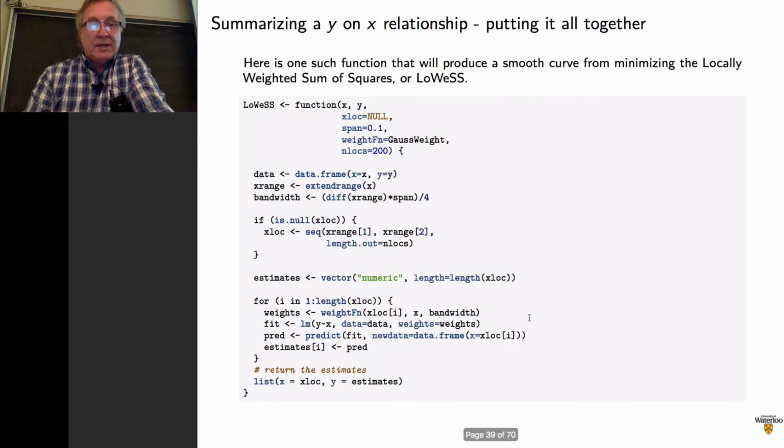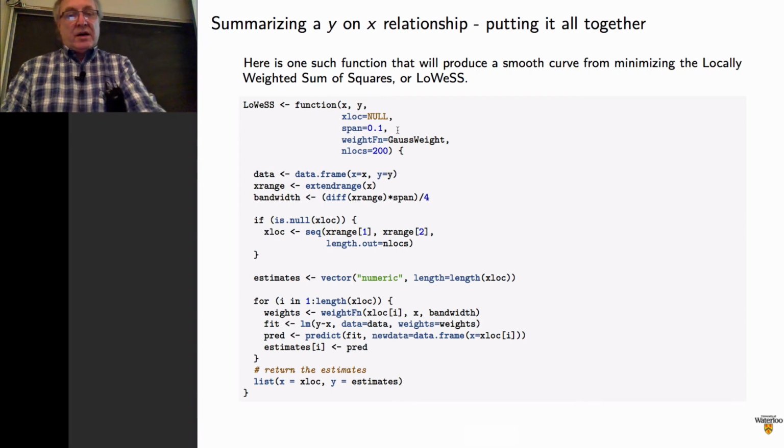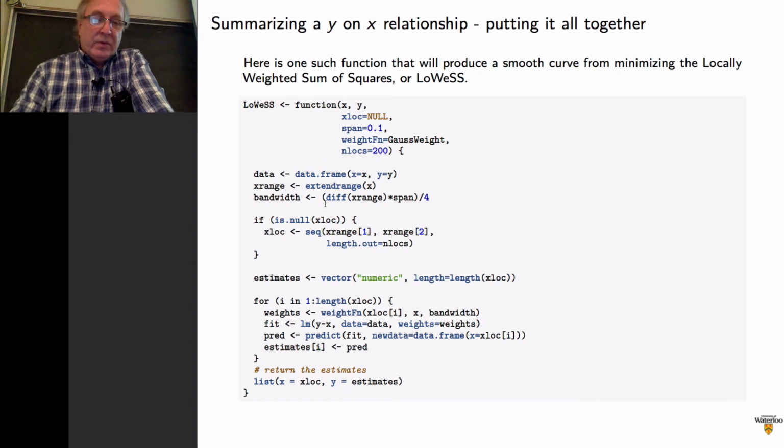So here's what the code looks like. My function is get the range, and what I'll call a bandwidth will be, the argument will be a span. The span is what proportion roughly of the data do you want the weight function to cover. And so I'm going to take that to be the extended range of the data, multiplied by the span, divided by 4, which will be my argument I'm going to call bandwidth internally. This is if you don't give me the locations, I'll decide what they are.